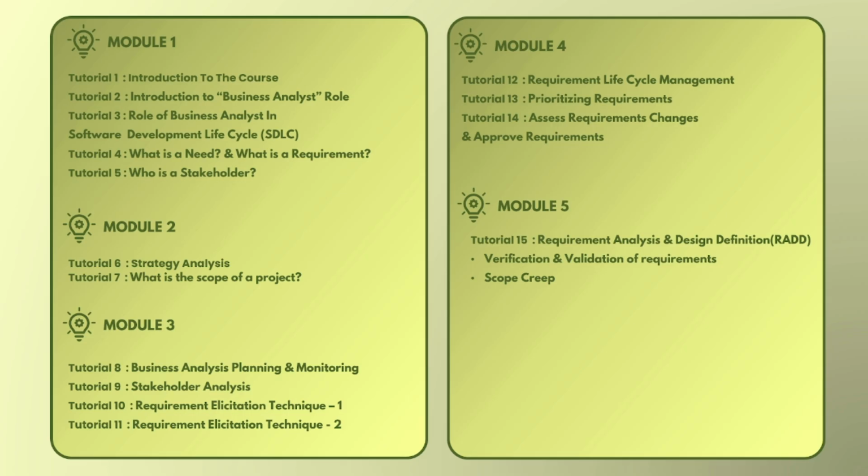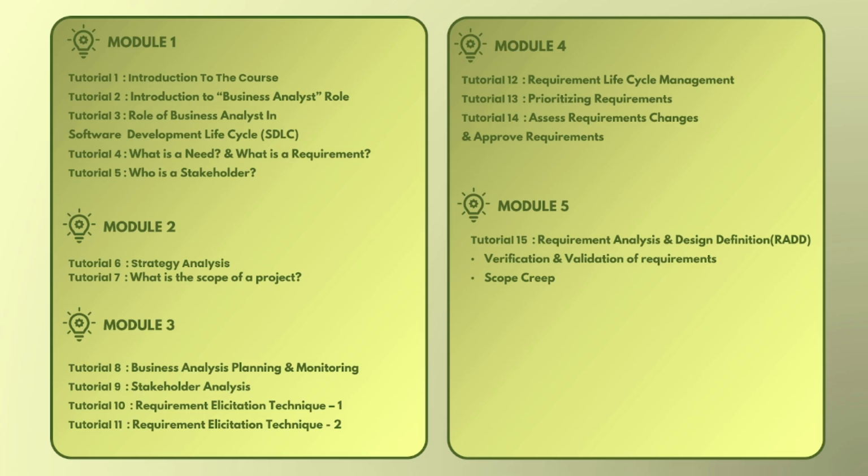Module 3 dives into business analysis planning and monitoring, another BABOK guide area, where we explore how to plan BA work, identify stakeholders, choose the right elicitation techniques, and monitor the performance of business analysis activities. In Module 4, we explored requirements lifecycle management, where we covered all 5 key steps in detail and saw how each step helps keep requirements organized and under control throughout the project.